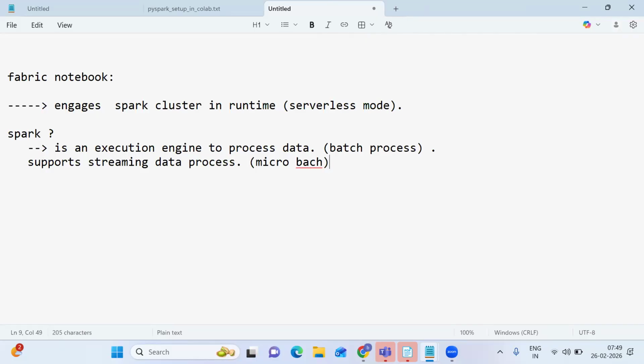Generally, batch process means, for example, yesterday night one sales report was generated, and when the next sales report is required, it is generated today night. The batch job takes data from an external source, maybe a file or database, processes it and generates the report, but there is a 24 hour gap between yesterday night and today night. Micro batch means batch to batch, the interval is very, very small, maybe 5 seconds, maybe 10 seconds. Such kinds of processes are called streaming data processes.